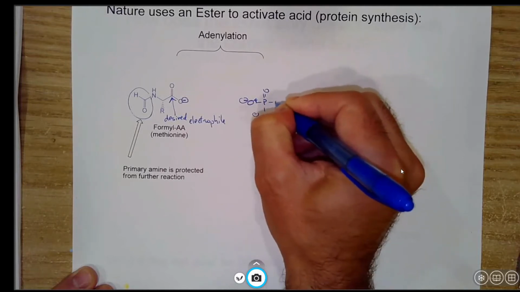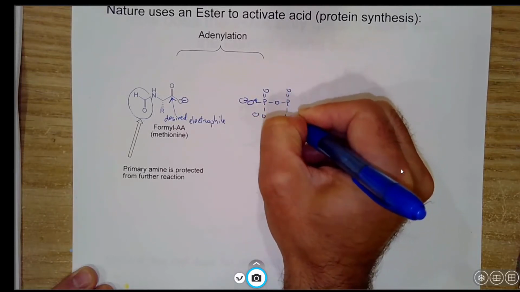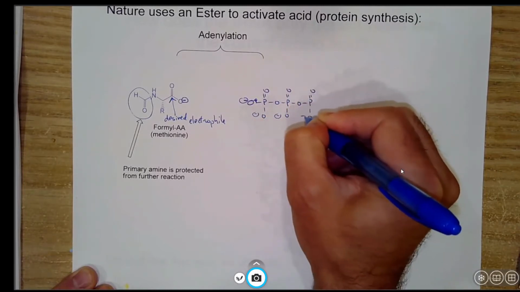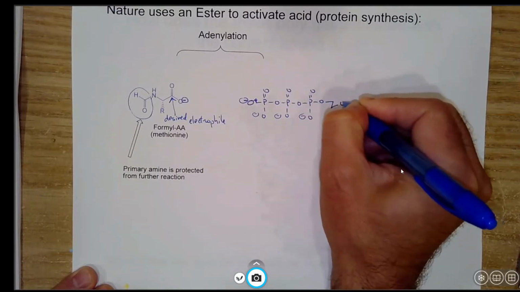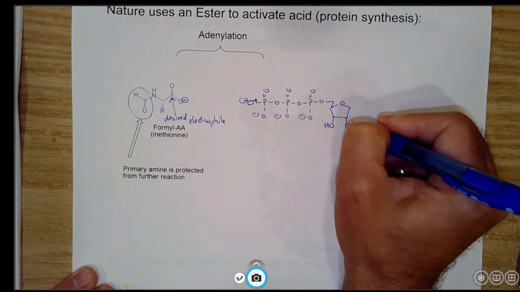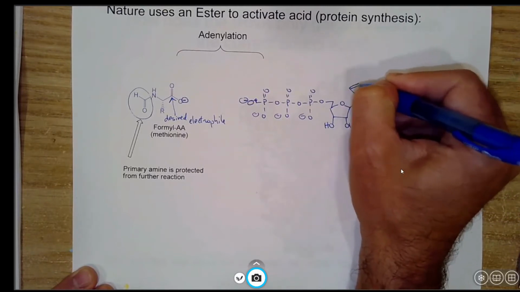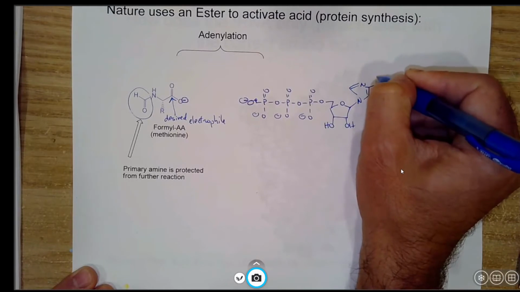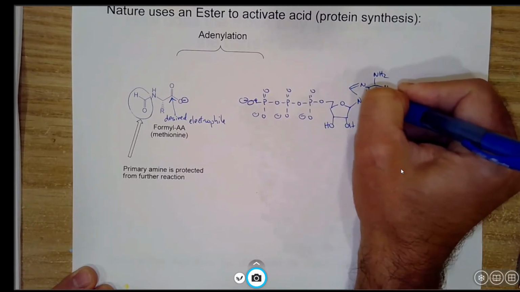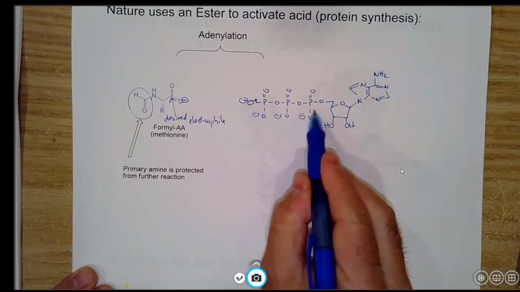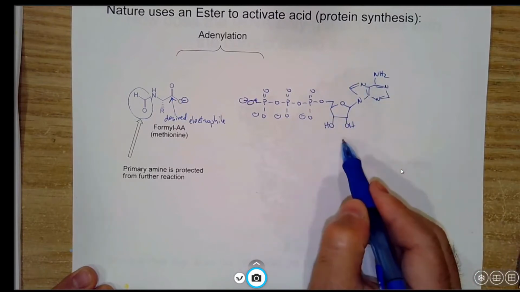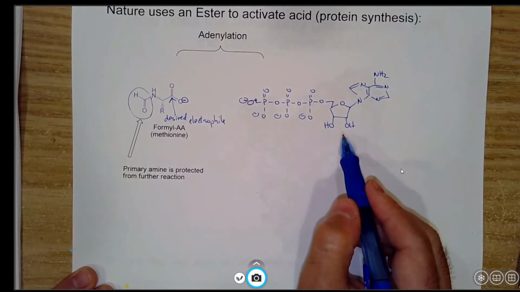We have a number of different oxygen-phosphorus bonds here. Here we have a sugar, and then attached to the sugar we have a heterocyclic base. Okay, so we have a triphosphate, and then this is an adenosine molecule. So you have seen this before. This is actually called adenosine triphosphate.